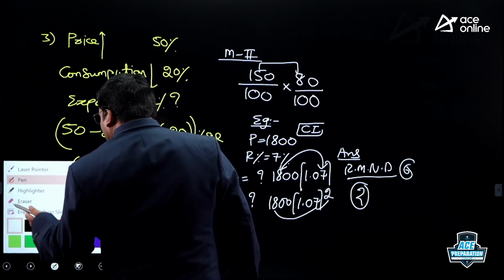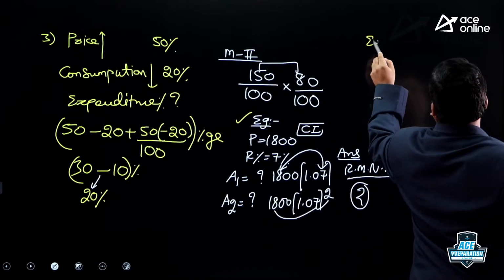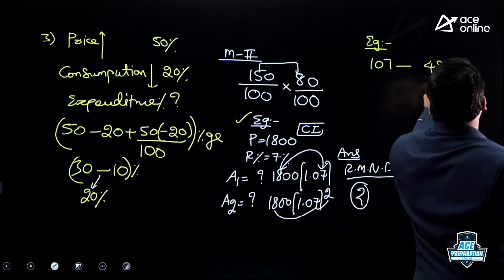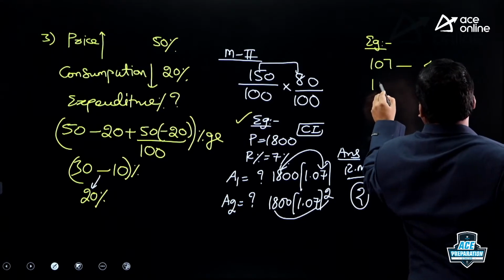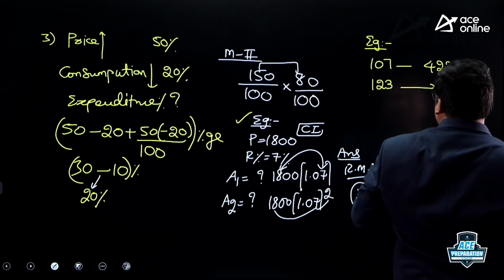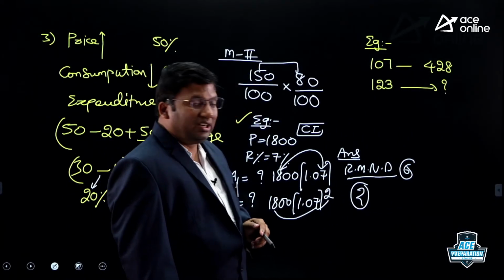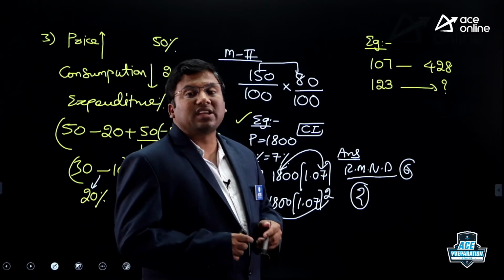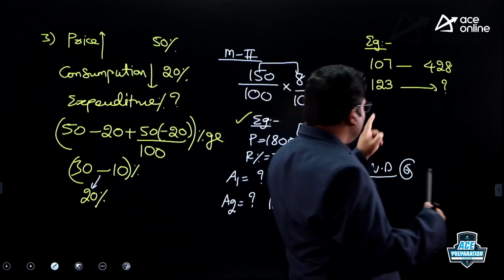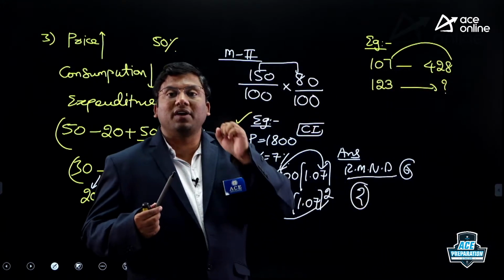Suppose for example, this is one example of rightmost non-zero digit. 107 is becoming 428. 123 will become how much? 127. 107 is becoming 428. This can come as a part of your calculation. Please don't do any calculation. 7 is becoming 8. Which multiple of 7 will I get?